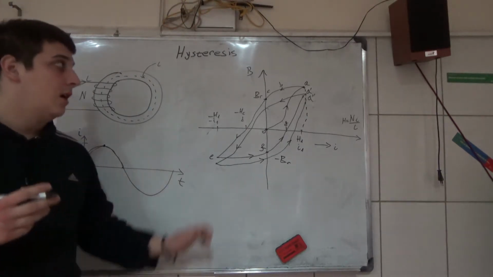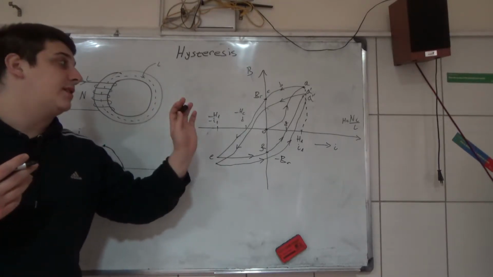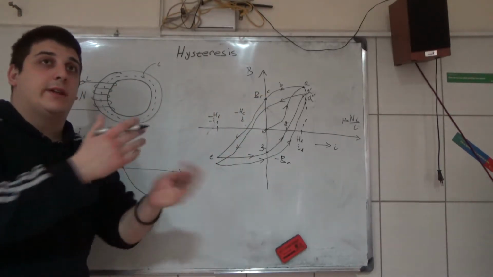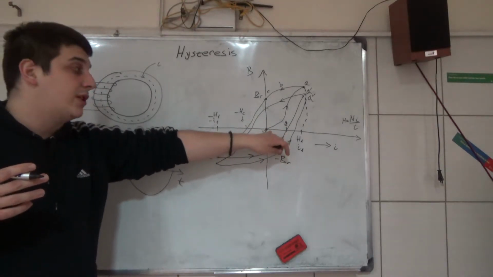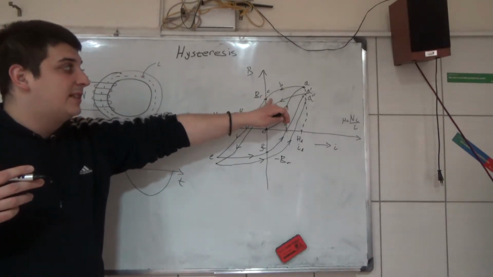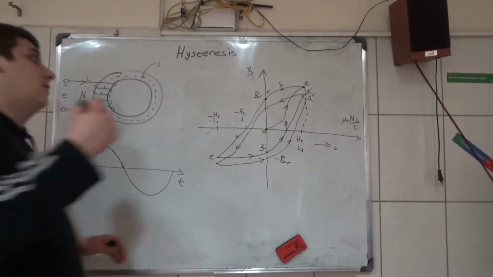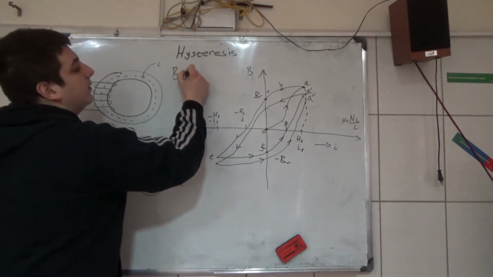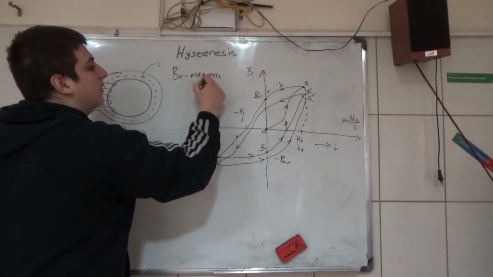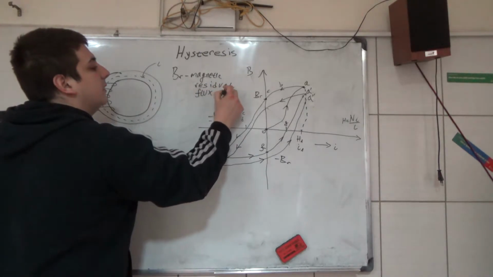This is an alternating current phenomenon. So when the magnetic field intensity goes to 0, we have a magnetic flux density B with the index R, and this is called the residual flux. So BR is called the residual magnetic flux density.